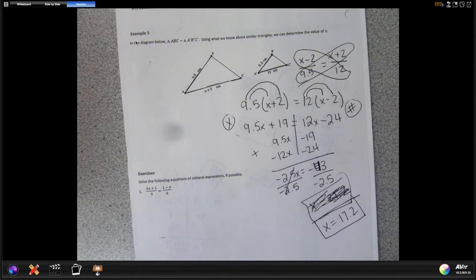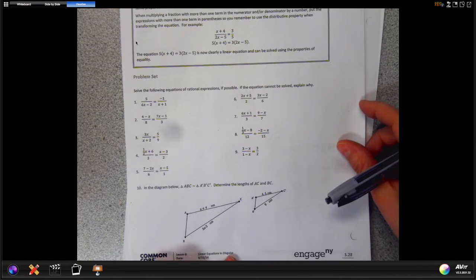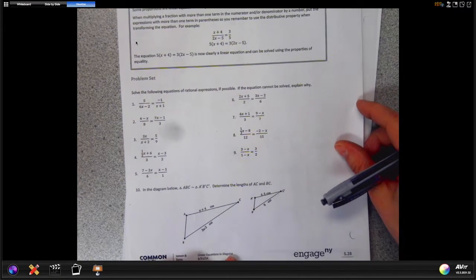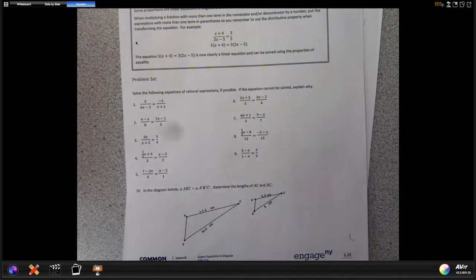Okay, that's all the examples we're going to do for the video today. The assignment is going to be the next page here, page 28, numbers 1 through 10. And you got to show your work. Remember, no work, no credits. If you have questions, please come in and see me either before school or at lunch, and I'll be glad to help you out.